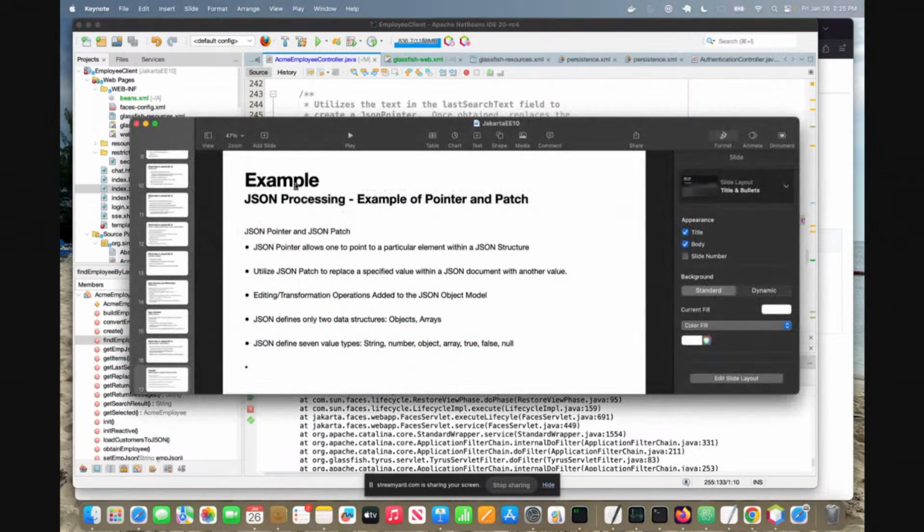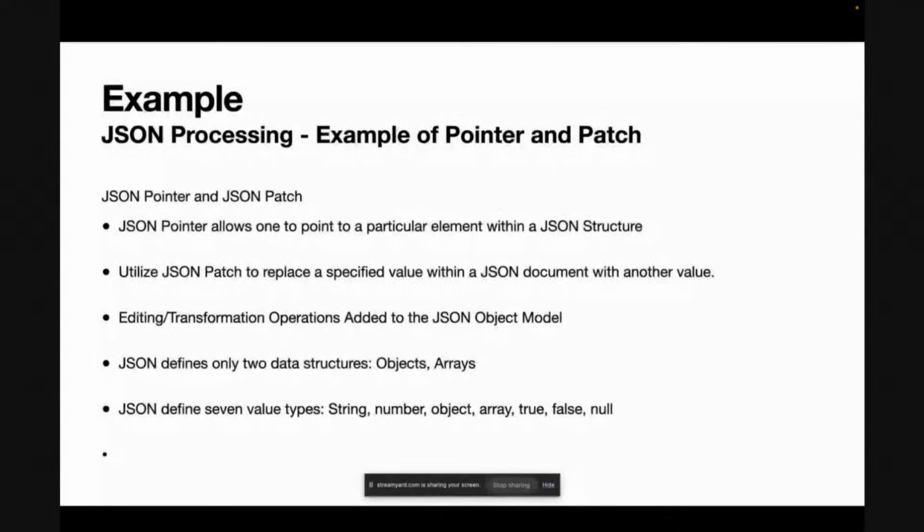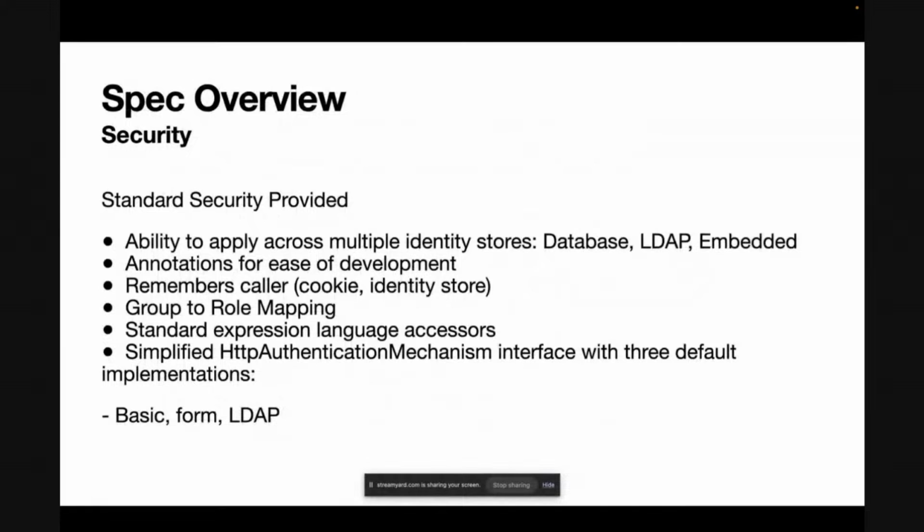So let's go back to the slide presentation. Another spec overview is security. This is providing standard security now. This was available with Java EE 8. And then, of course, in Jakarta EE, it has the ability to apply across multiple identity stores. So you can have security from a database, or using LDAP, or embedded in your application. It uses annotations for easy development and helps you remember the caller. There's using cookies or identity stores.